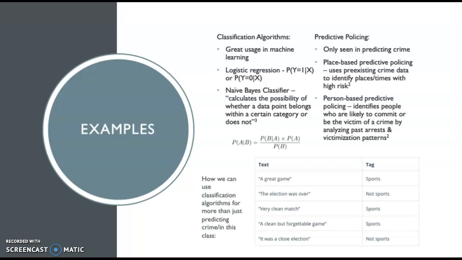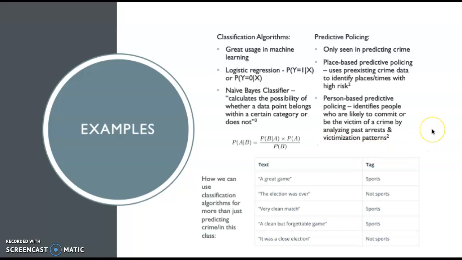So first, classification algorithms: they have great use in machine learning. This is one of the equations for logistic regression, which is one of the types of algorithms that are used for policing. And then here is another type down here. And this calculates the possibility of whether a data point belongs within a certain category or it does not. And then here's its equation right here.